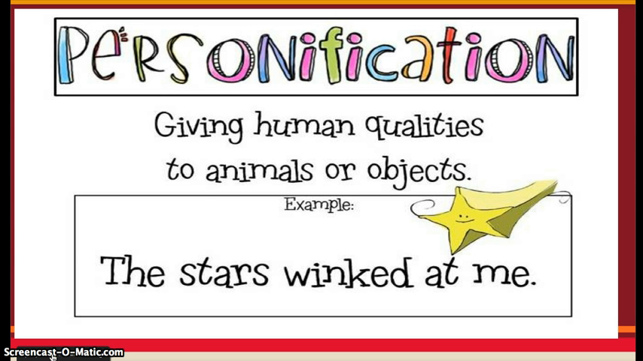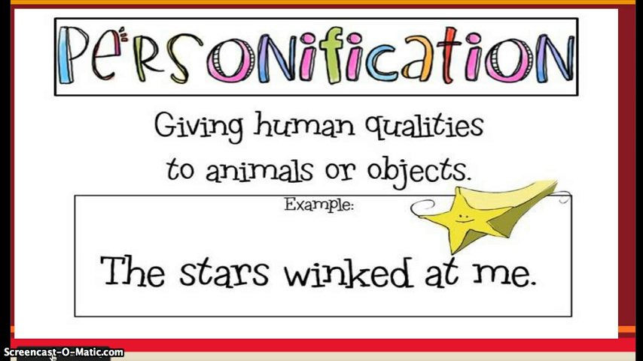Alright, the next one is personification. Now, if you see that word, what is the first word in personification? You see the word person. So that kind of will help you out. Personification is giving human qualities to animals or to objects. So an example of that would be, the stars winked at me. Can stars actually wink? You're going to say no, but you're giving that human quality of winking because only humans can actually wink at each other, you know, closing one eye, the other eye's open.